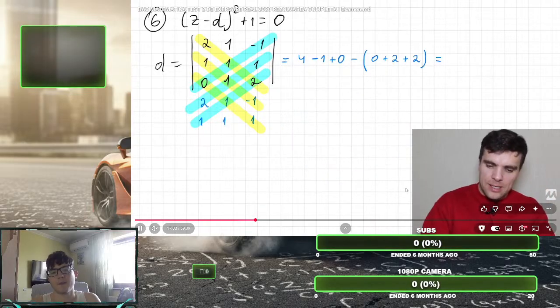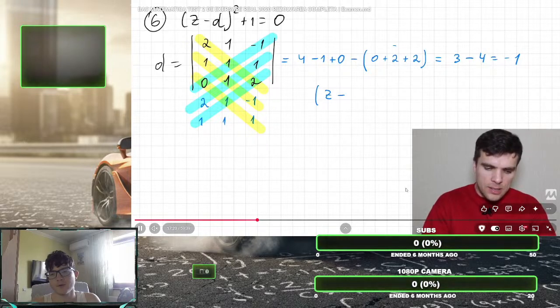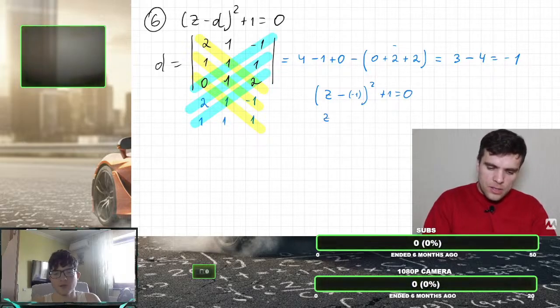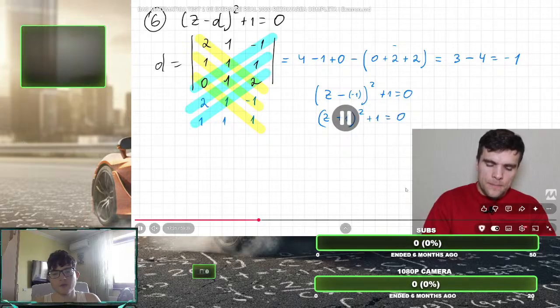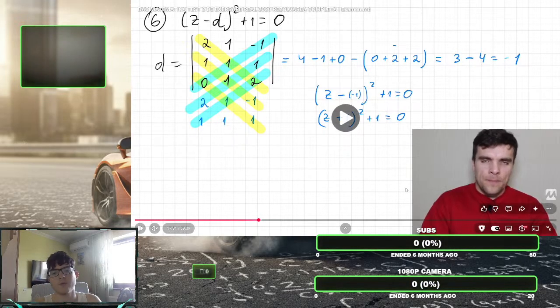So there we have 3 minus 2 and minus 2, so minus 4, so minus 1. So this d is minus 1, we plug it in. So we're gonna have z plus 1 to the power of 2 right there, plus 1 equal to 0. Here, I think we can just move 1 to the right and take the square root, so we can just remove the power of 2.